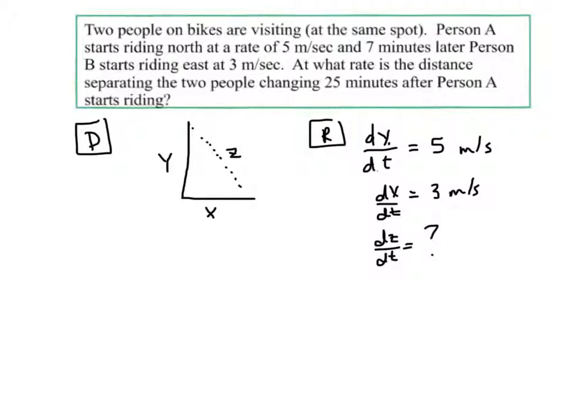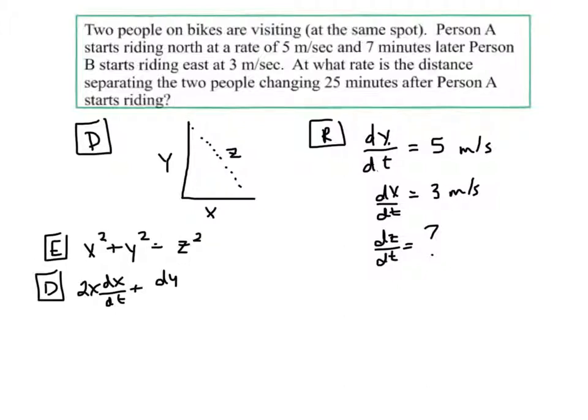So obviously the equation here that I'm going to need to use is the Pythagorean theorem. So x squared plus y squared equals z squared. The derivative of that would be 2x dx/dt plus 2y dy/dt. And that's equal to 2z dz/dt.